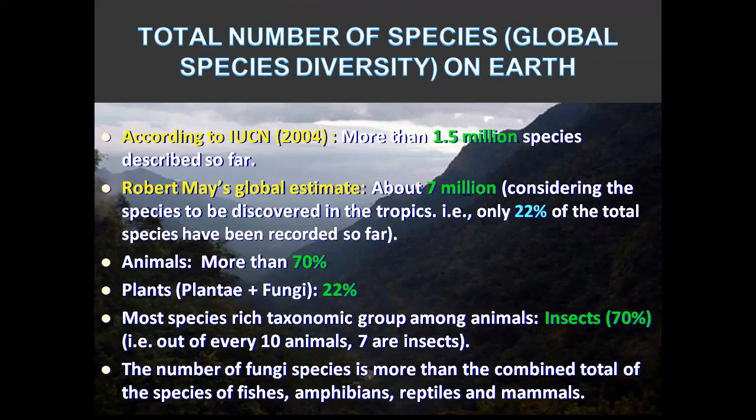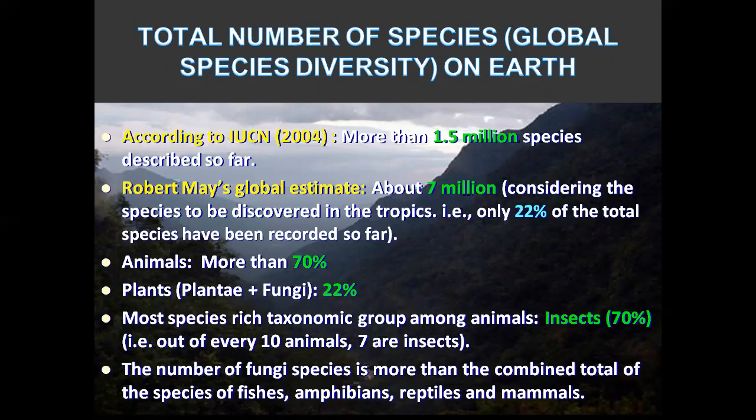According to IUCN, the International Union for Conservation of Nature and Natural Resources, more than 1.5 million species have been described so far. According to Robert May's global estimate, about 7 million species exist, considering the species yet to be discovered in the tropics. Till now, only 22% of the total species have been recorded.